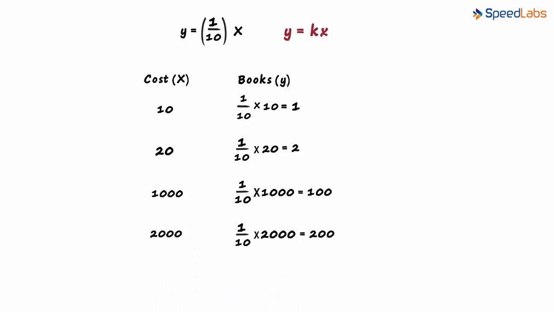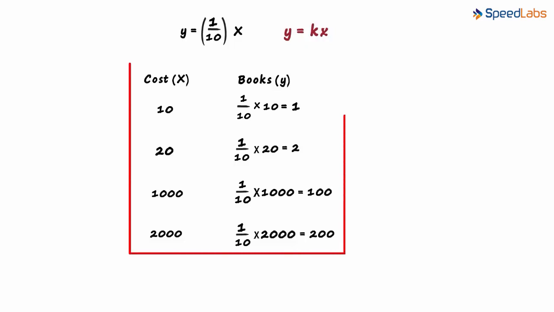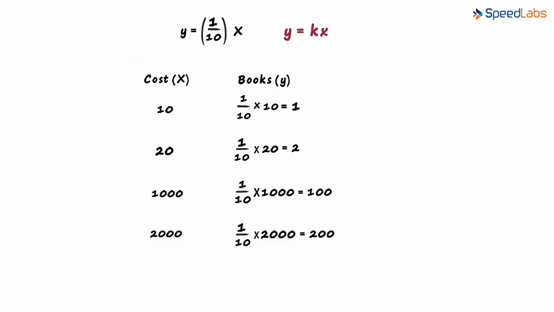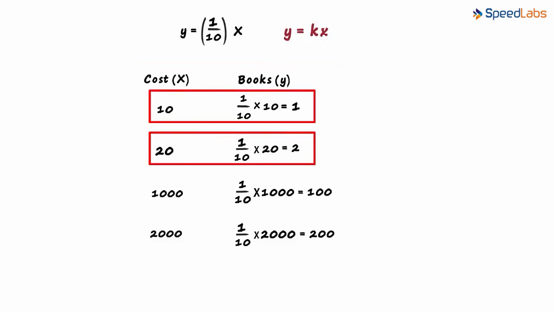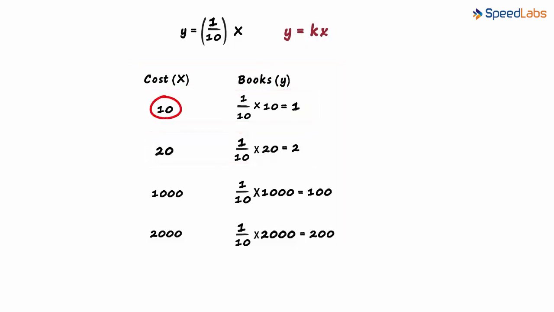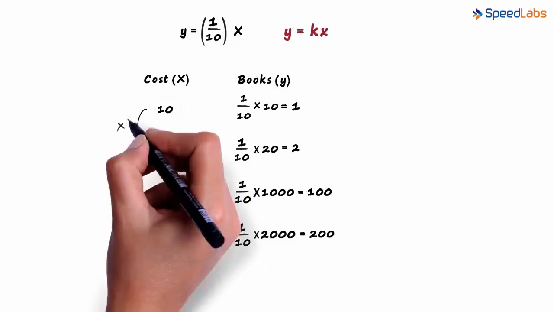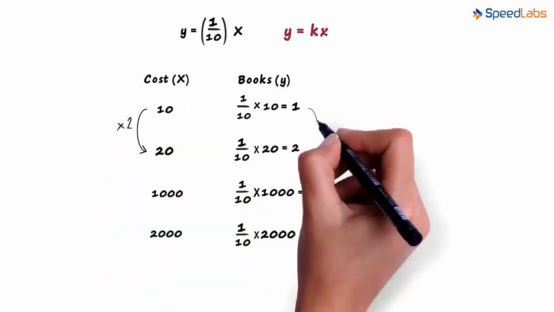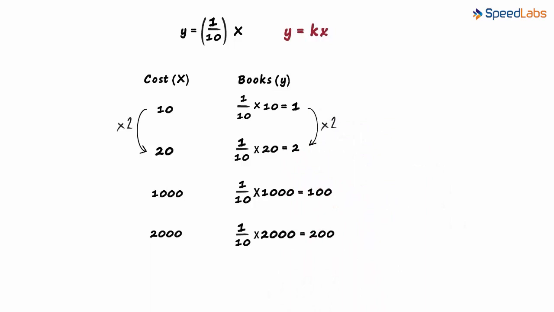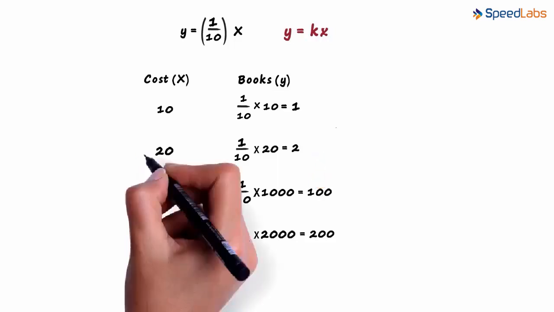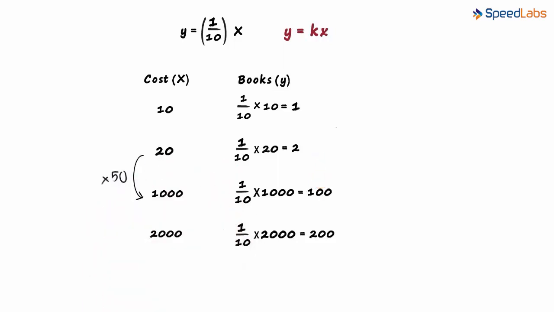Here's the interesting part. This table tells us the real meaning of direct variation. Let us analyze the first 2 scenarios. Just look at the final results. When the total cost is multiplied by 2, the number of books also doubles. 10 multiplied by 2 is 20, and 1 multiplied by 2 is 2. Now let's look at the second and third scenarios. When the cost is multiplied by 50, the number of books is also multiplied by 50. 20 multiplied by 50 is 1000, and 2 multiplied by 50 is 100.